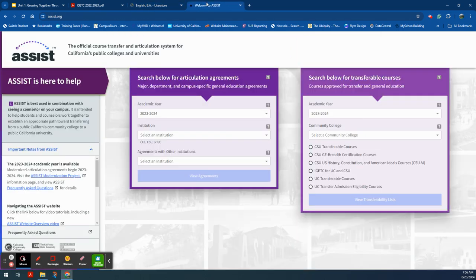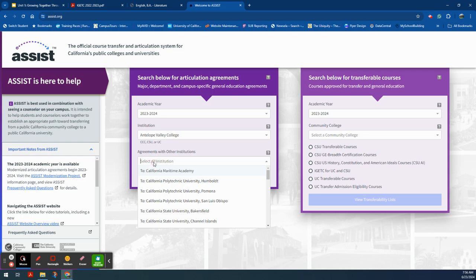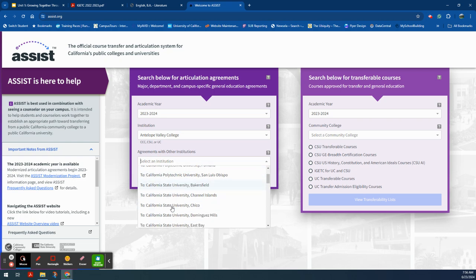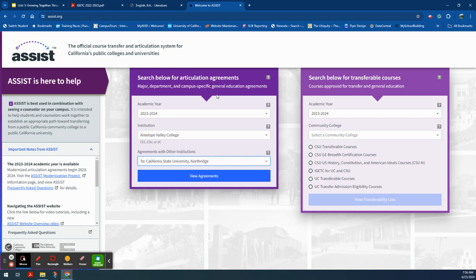If you go to the Welcome to Assist, you're going to put your academic year. Then you're going to put the institution. We are at ABC. Then you're going to say, well, where am I trying to go to? Well, I'm trying to go to CSUN. That's what I looked up. So I want to see what are the course acceptances for requirements for articulated. What will count at ABC that will transfer over to Cal State Northridge?